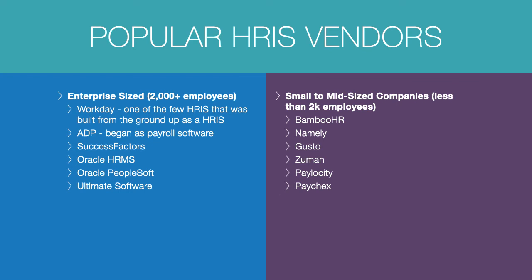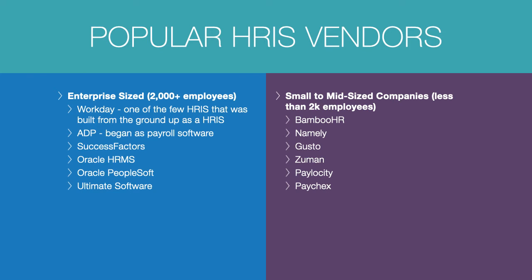So, some popular enterprise HRIS vendors, focusing on companies with 2,000 or more employees, would be Workday, one of the few HRIS systems that was built from the ground up to be an HRIS. One of the very interesting things about HRIS systems in general, in terms of their history, is that a lot of them started out as payroll systems. Payroll systems have actually been around for decades longer than HRIS systems have been around.